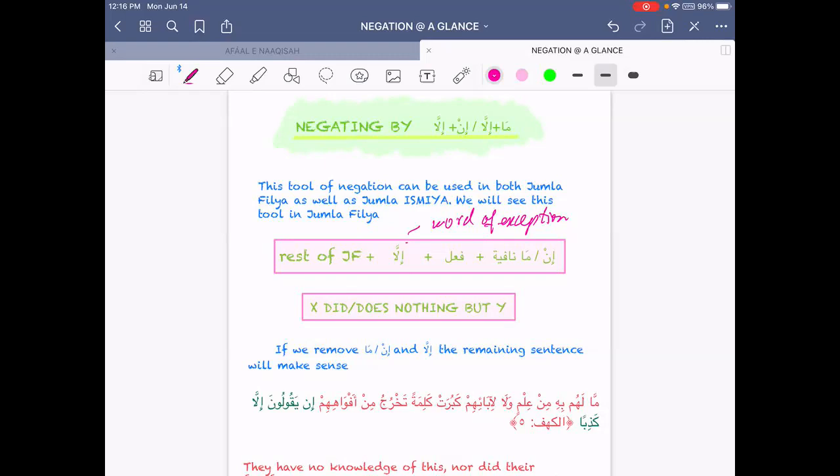Plus, the rest of the jumla fi'liya, whatever part of it is coming, will come after illa. So this is the template. This is how the sentence will be formed, and then this is the meaning. And one way to check whether ma and in are nafia, a tool of negation, is that if we remove in, ma and illa, the remaining sentence will still make sense.